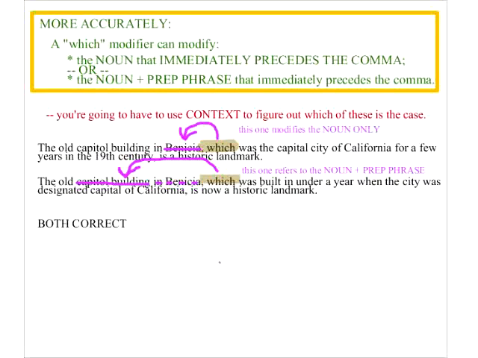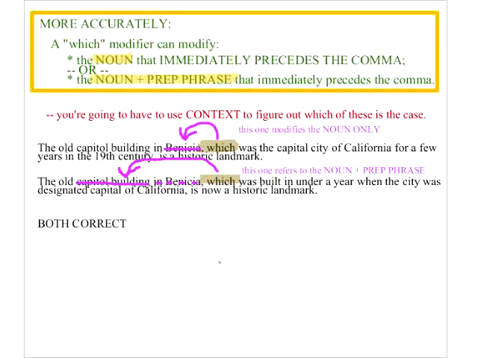So for instance, if you said "the old Capitol building that was built in Benicia, which," that's not okay anymore, because that's more than just a noun plus a prepositional phrase. So right now you've got two possibilities for "which." We've got noun only and noun plus prep phrase. We have not seen evidence of other types of modifiers being okay here attached to the noun.